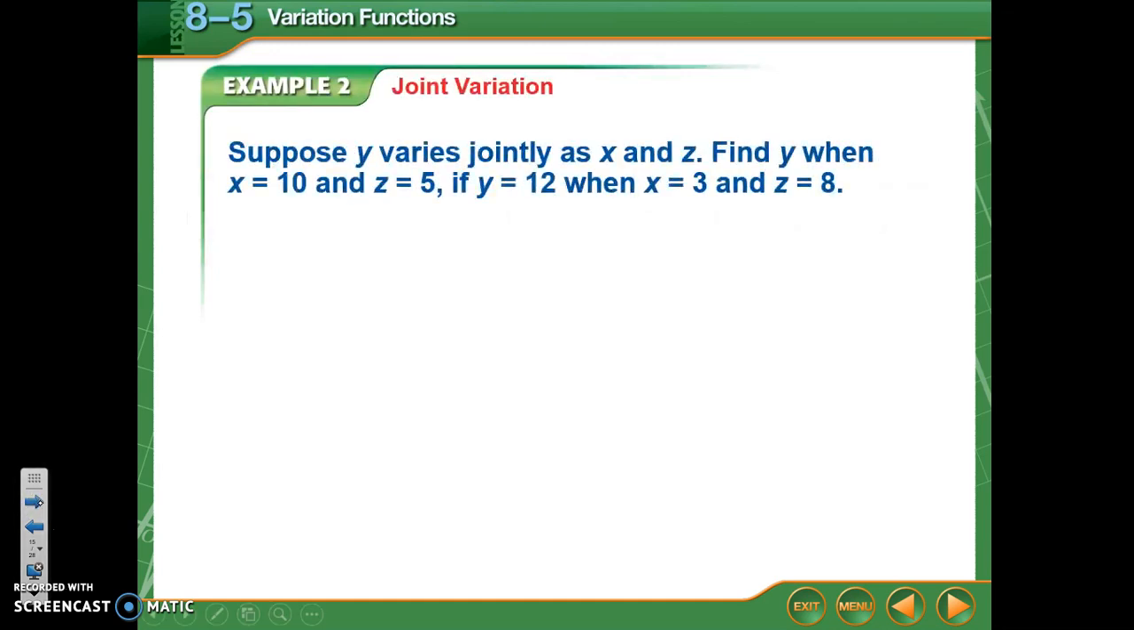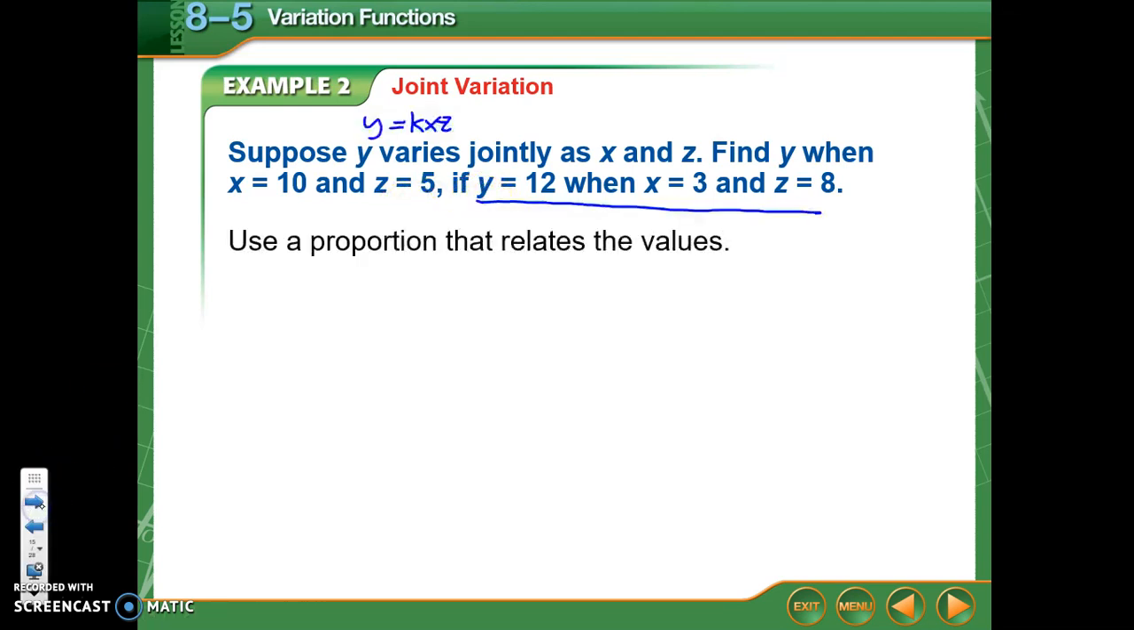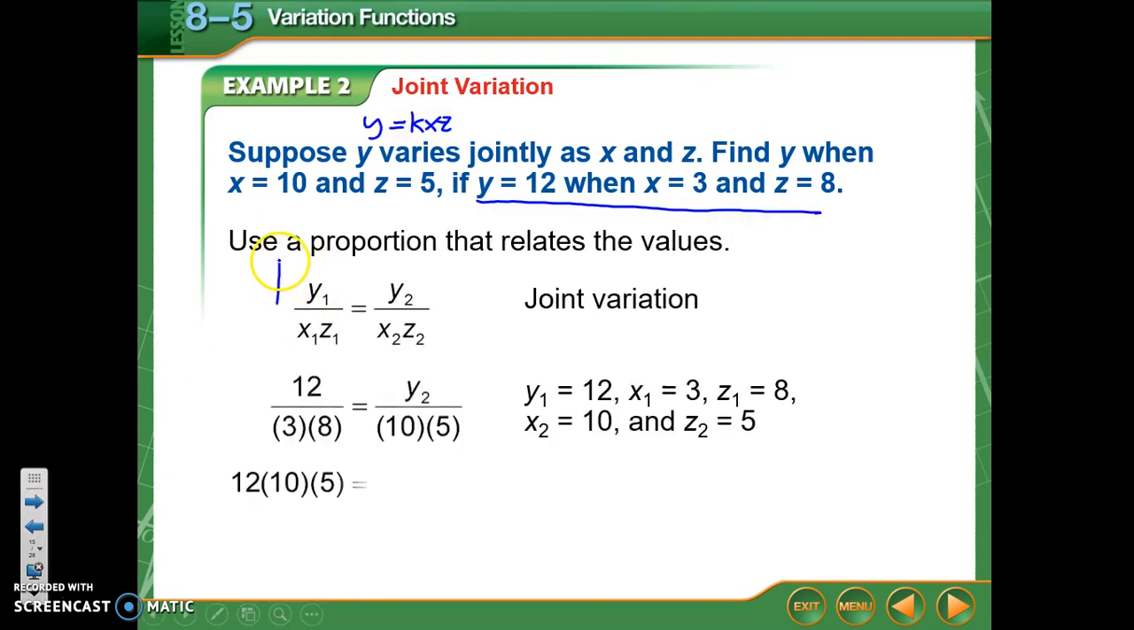All right, so if I'm going to do joint variation, let me show you how this works. In this case, suppose y varies jointly as x and z. Find y when x equals 10 and z equals 5 if I know that y equals 12 when x equals 3 and z equals 8. So again, I can use a proportion here. This is the proportion that I use for joint variation.